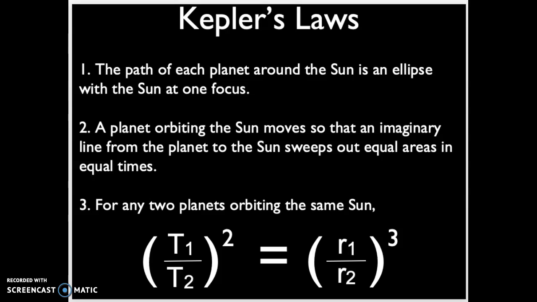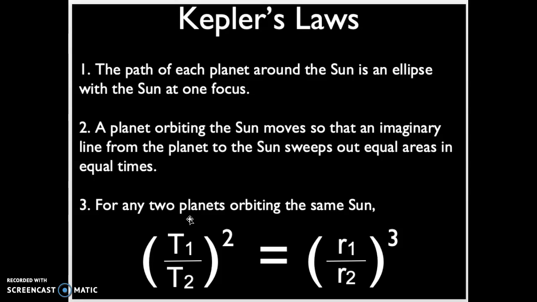Kepler's third law says that the ratio of the periods of two planets orbiting the same sun squared is equal to the ratio of the radii of their orbits cubed. And this is not only true for two planets orbiting the same sun, it's also true for two moons orbiting the same planet, or two satellites orbiting the same Earth, any two objects orbiting the same other object. And let me show you the derivation of that.